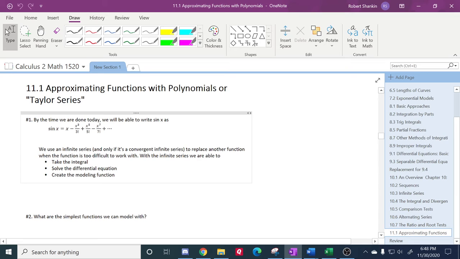With infinite series, suppose we had a really messy function though. We are able to take the integral, solve the differential equation, create the modeling function. So we might have to take an integral of something that is so complicated you can't take the integral. But we could use an infinite series to replace it, and it turns out if you take the integral, it's a crazy thing about this theory.